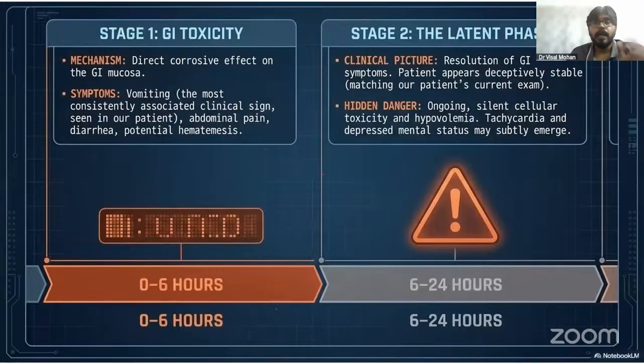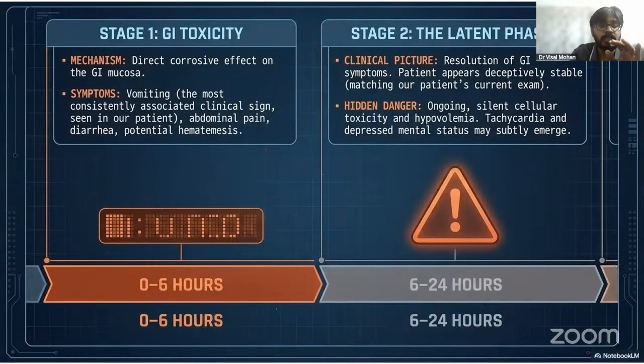Okay, one of the main important features that we need to know is the stages of iron toxicity. This is very important for our exam point and also on a clinical level. There are actually 5 stages. The first stage is GI toxicity, the second one is the latent phase, the third phase is the systemic phase, the fourth one is the hepatic phase, and the fifth one is the delayed sequelae or obstructive phase.